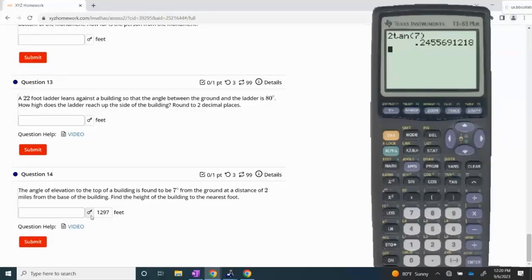On my calculator, I'm going to multiply 0.245 by 5,280. And if we round to the nearest foot, because it says find the height to the nearest foot, we get 1,297 feet. So we had to convert miles to feet. Any questions about that?